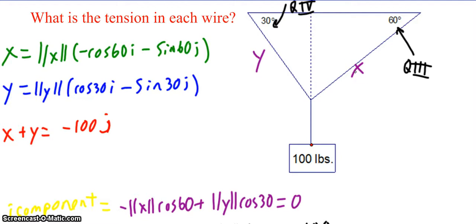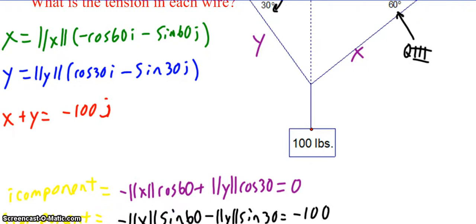So again, this is X. So the vector X is going to be the magnitude of X times negative cosine 60 i minus sine of 60 j. Why are these negative, you might ask? That's because this 60-degree angle would be in the third quadrant because of the orientation of the angle. That's very important to the problem. For Y, this 30-degree angle would be in the fourth quadrant because of the orientation of the angle. So this is going to be the magnitude of Y times the cosine of 30 i minus the sine of 30 j.